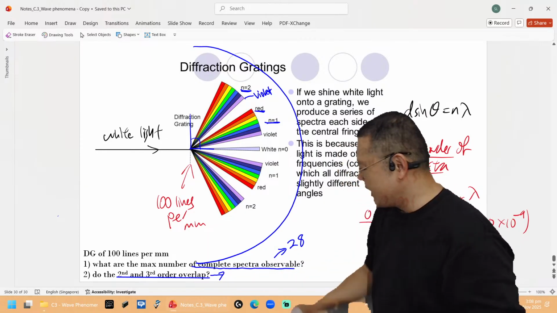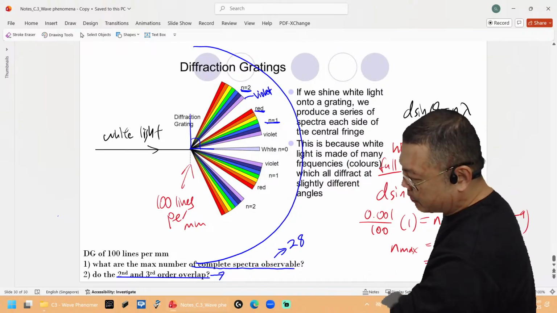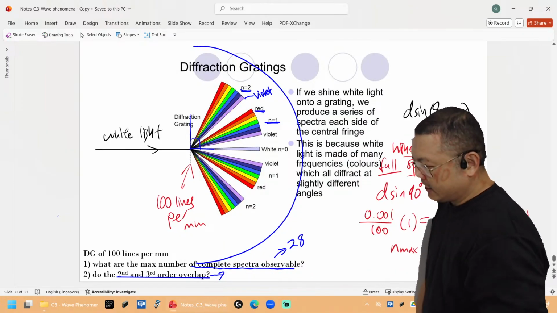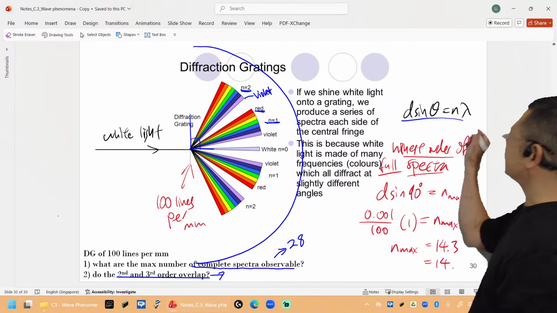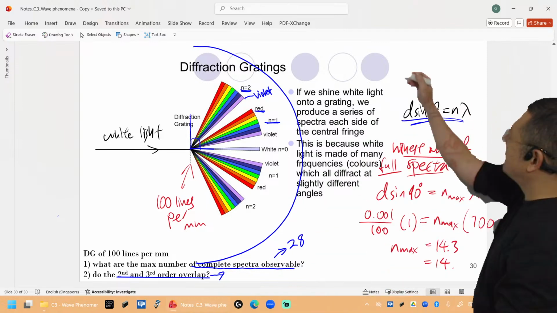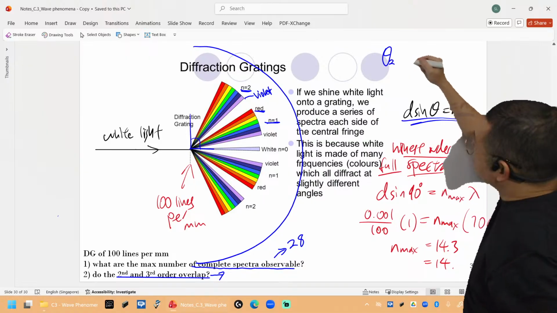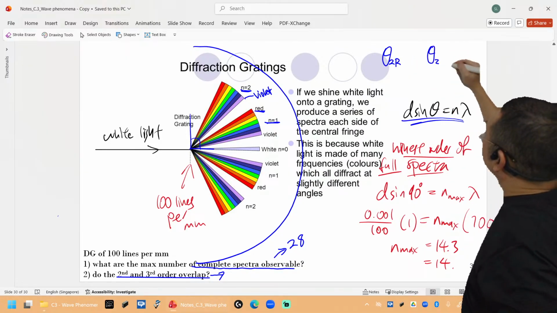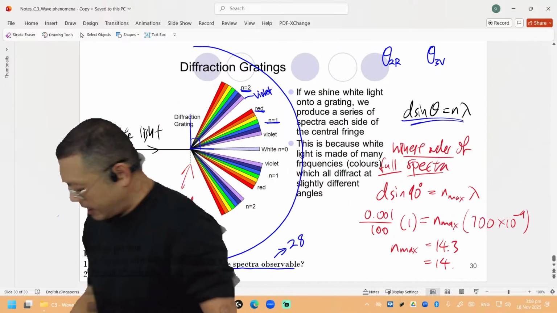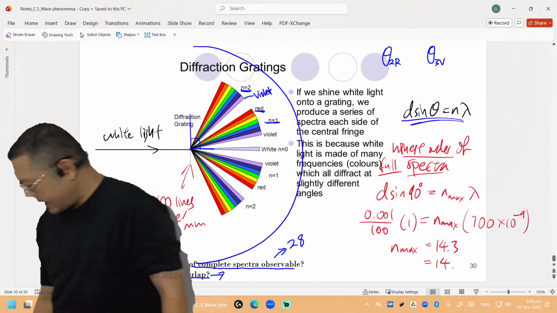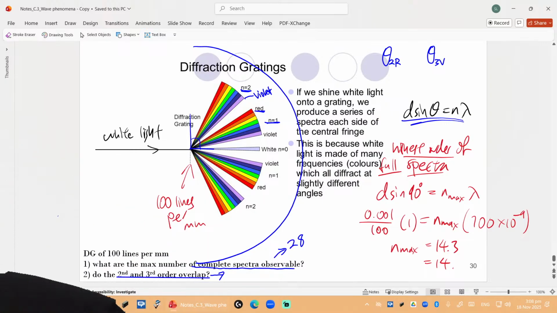So that means you need to check what? For the second order, you check which color? You check the red. For the third order, you check the violet. d sine theta equals n lambda, you check the angles. So theta 2 red and theta 3 violet. You see which angle is bigger. I'll leave that to you now. Use your data booklet, go and find the violet wavelength.